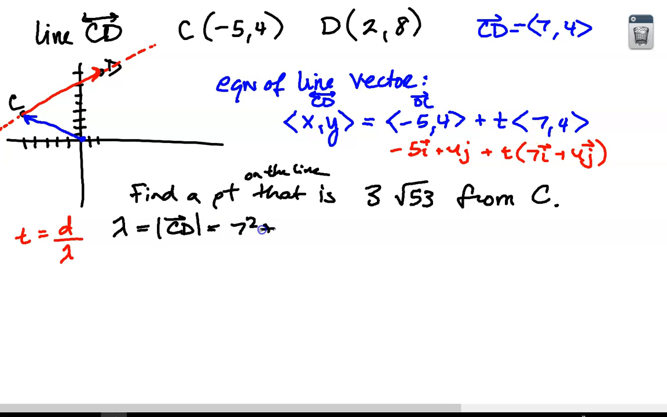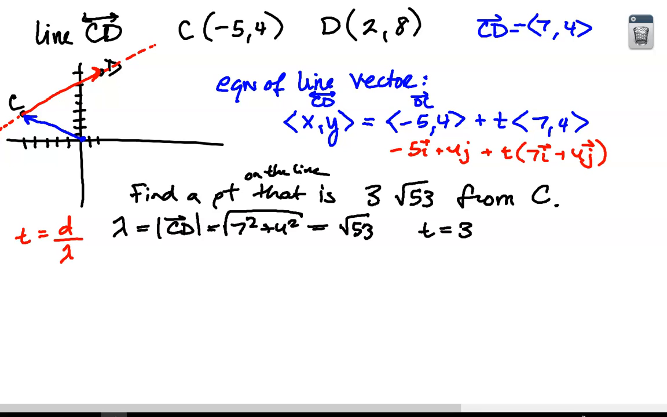So I'm going to do 7 squared plus 4 squared. Probably can see why I chose what I chose. So the length of this is root 53. So what you can think of is, okay, well, I want to go 3 root 53. My lambda is root 53, which basically means I just need t to be 3. So, okay, then you could plug in 3 to your equation.